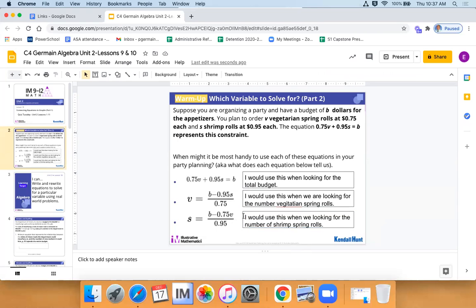So we use these different equations when we're looking for different things. When you're looking at an equation and it asks, when would you use this equation, it's when you're solving for that isolated variable. So we're solving for the total budget, the number of vegetarian spring rolls, or the number of shrimp spring rolls. That isolated variable is what you're solving for when you're given an equation.